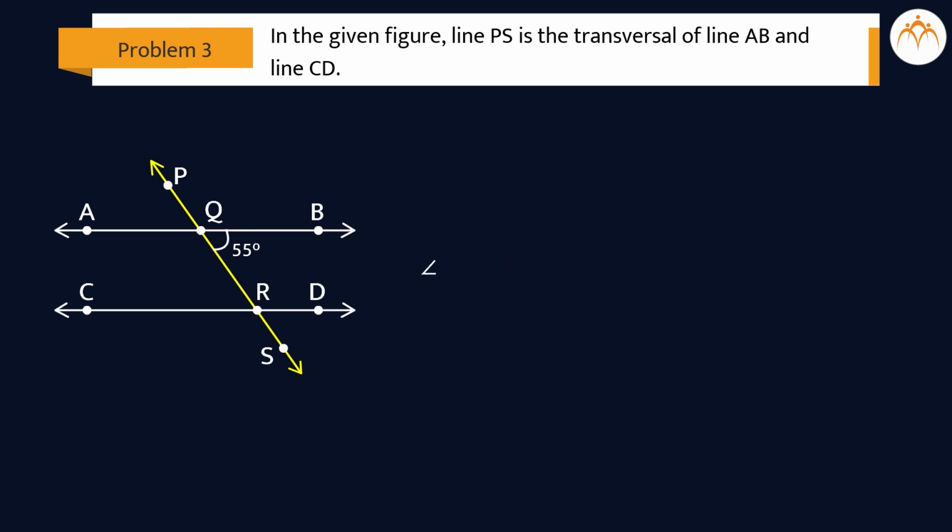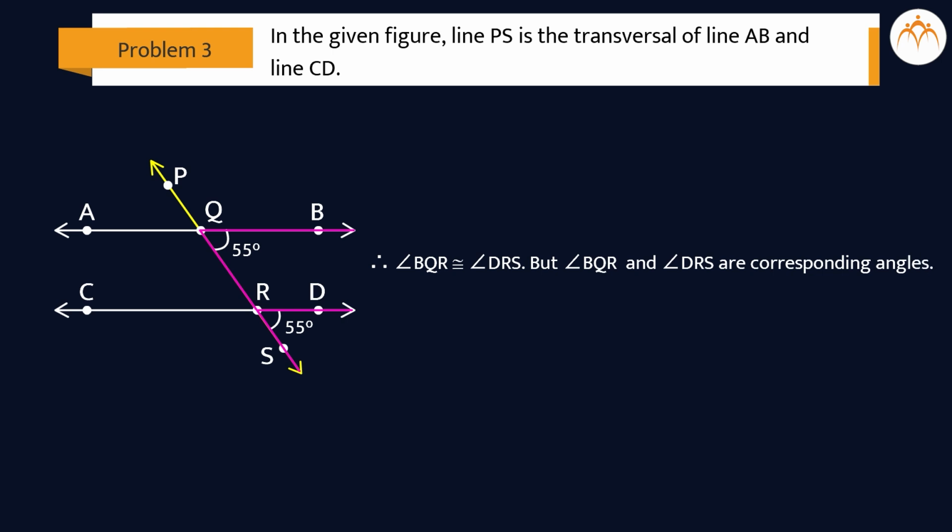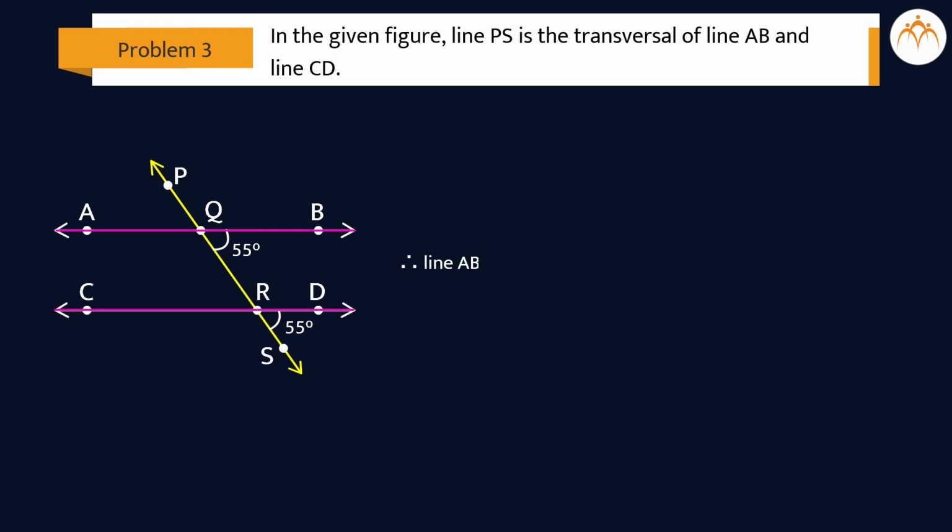Statement 1. Measure angle DRS is equal to 55 degrees. Statement 2. This is given. Therefore, measure angle BQR is equal to measure angle DRS. This is from statements 1 and 2. Therefore, angle BQR is congruent to angle DRS. Angle BQR and angle DRS are corresponding angles. Therefore, line AB is parallel to line CD by the corresponding angles test for parallel lines.